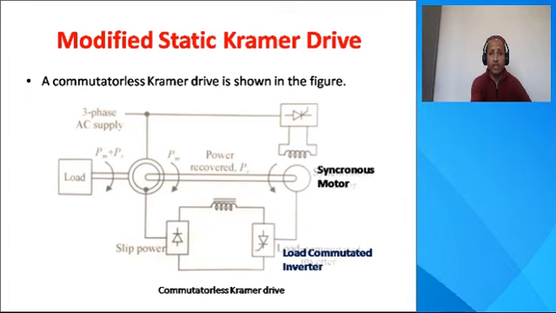So here we can see the modified static Kramer drive. In this modified static Kramer drive, the DC motor is replaced by a synchronous motor. So this is known as commutator-less Kramer drive. In this, the slip power is fed to the synchronous motor with the help of load commutated inverters. Again, in this method, the speed control is obtained by controlling the field current.